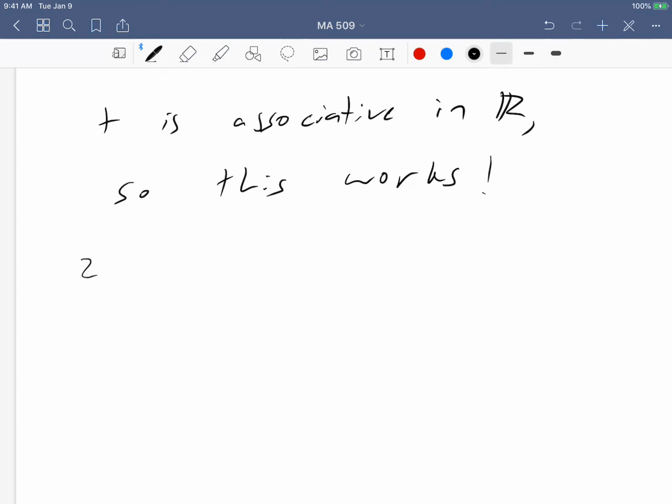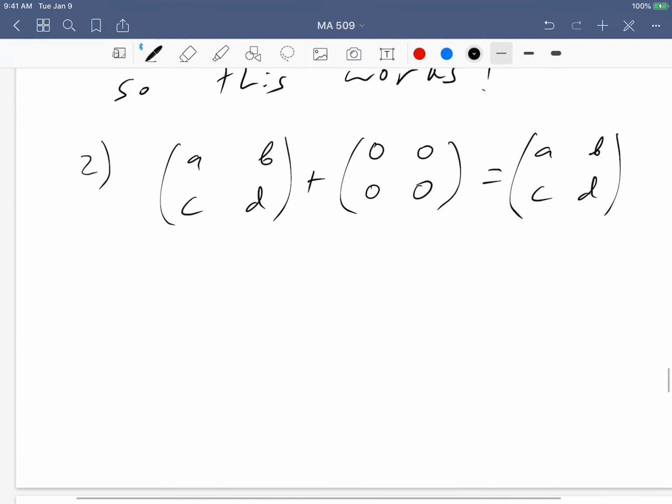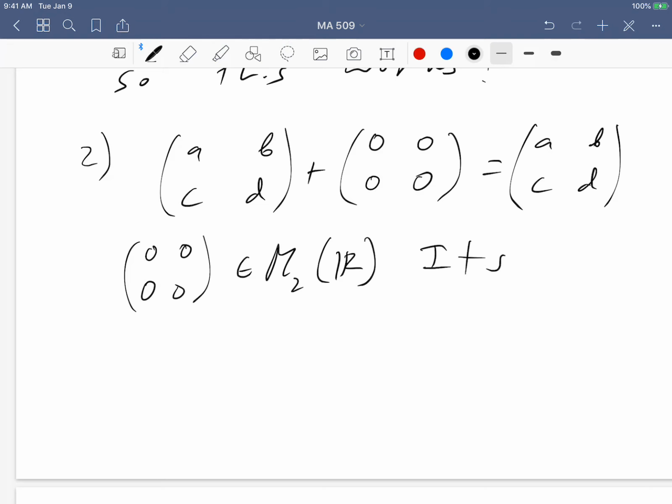All right, property 2. There's an additive identity. And so what I need to do here is figure out what 2 by 2 matrix I can add to just ABCD, a general one, to get ABCD back. And what we need to add here is 0, right? But in this set, the 0 matrix is what we mean. So we're adding the 0 matrix. That's the identity. So 0, 0, 0, 0 is an element of M2R, and it's the additive identity.